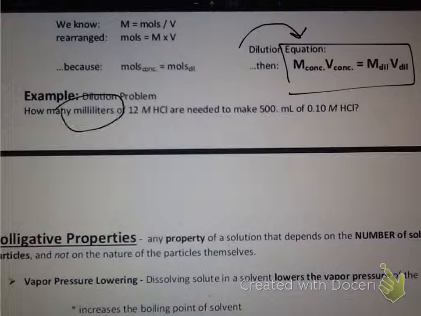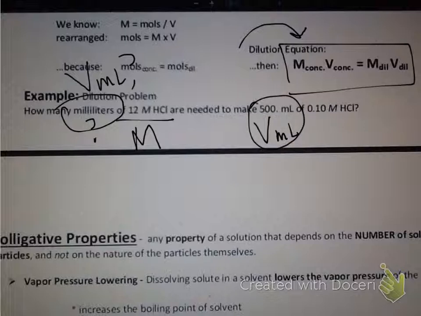Let's go back. It says how many milliliters? That's a volume. And it says of a 12 molar solution. That's a molarity. So we're given molarity. We're asked to find volume. It says are needed to make 500 milliliters. Wait a second. That's a volume as well. And then of a 0.1 molar solution. That's a molarity as well. So when you first read this problem, if you notice you're given two molarities of the same solute, that's going to be a dead giveaway you have a dilution problem.